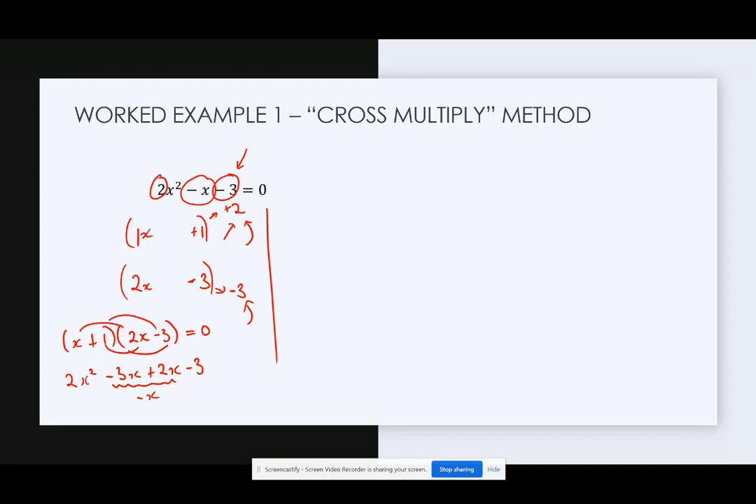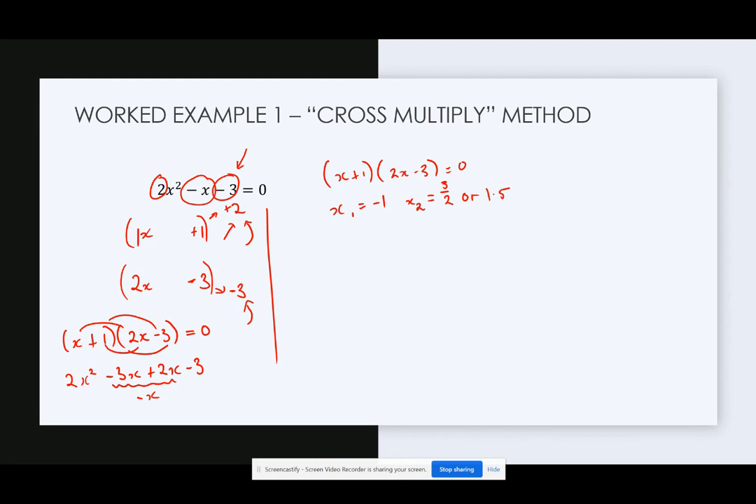When I try and find my solutions, once again, by writing it as factorized form, all I need to do is make sure that each bracket is equal to 0. So my first way of making that equal to 0 is just by having -1. My second way of making it equal to 0 is by having +3/2, or 1.5.